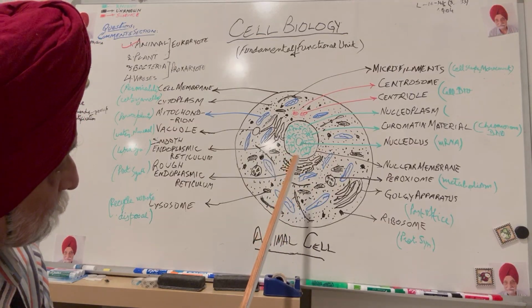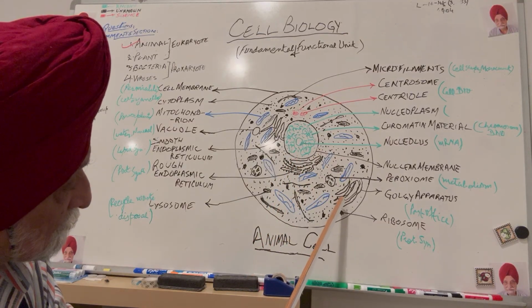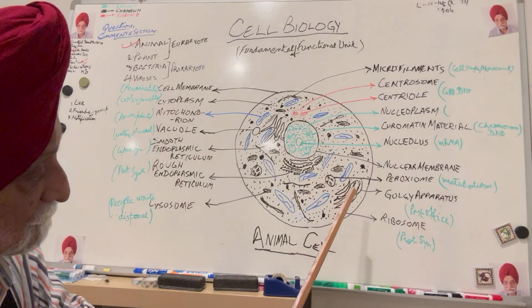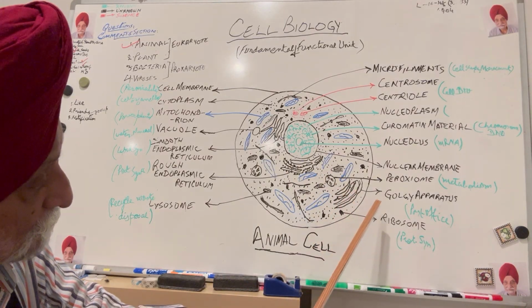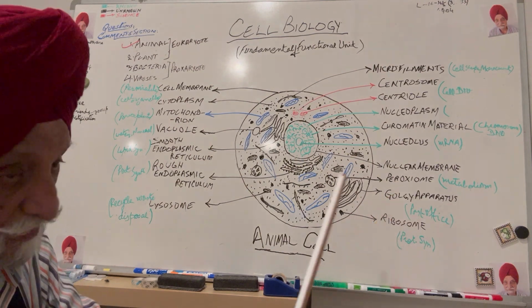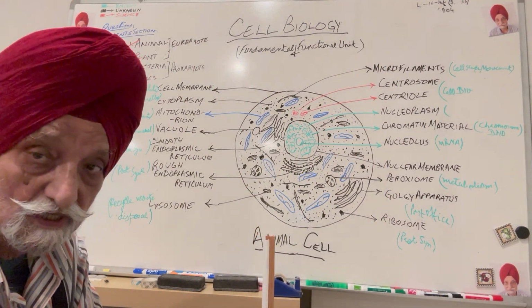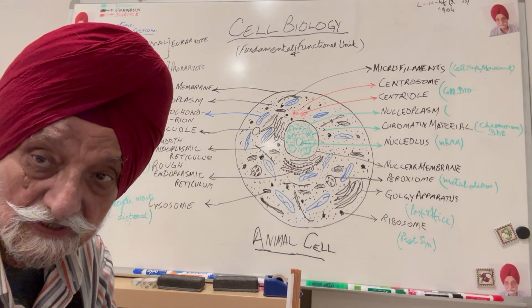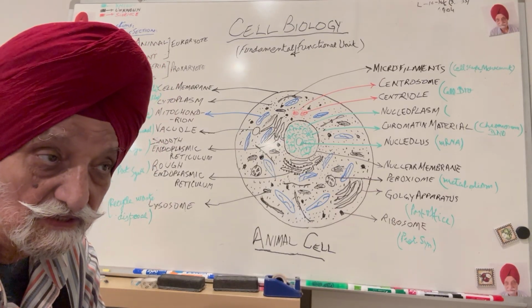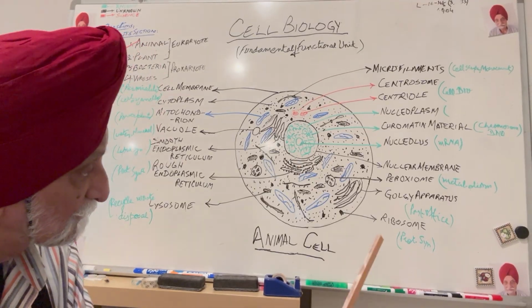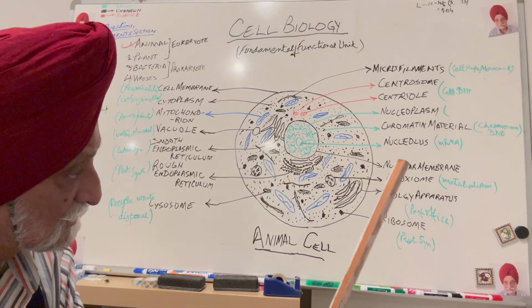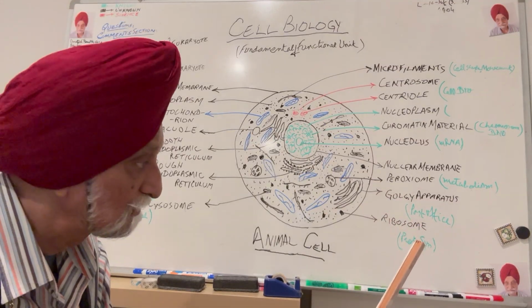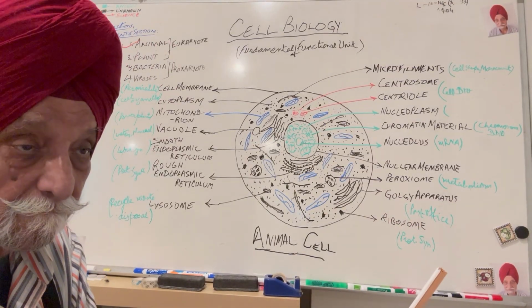We have another structure, which is the Golgi apparatus, and the Golgi apparatus is considered to be a post office. It collects the things which are manufactured in the cytoplasm and makes them into a package, and that package is sent to the outside. And sometimes the Golgi apparatus is also called the post office of the cell.